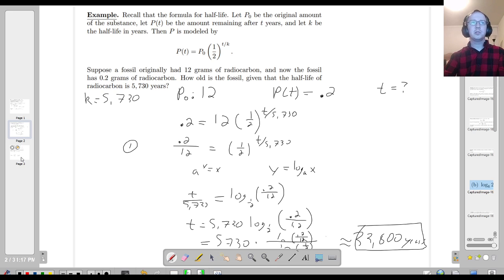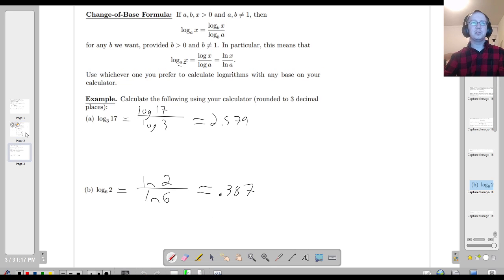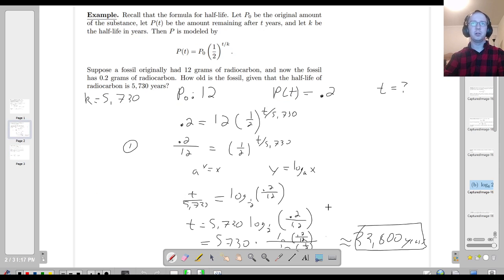The reason we've introduced this tool of the change of base formula is that even though it's great that your calculator can do log and ln, this allows me to calculate any logarithm I want on the calculator, whether it be log, ln, or maybe something weird like log base 3 or log base 6 or even log base 1/2 like in this problem. So now we can calculate any logarithm we need on the calculator.